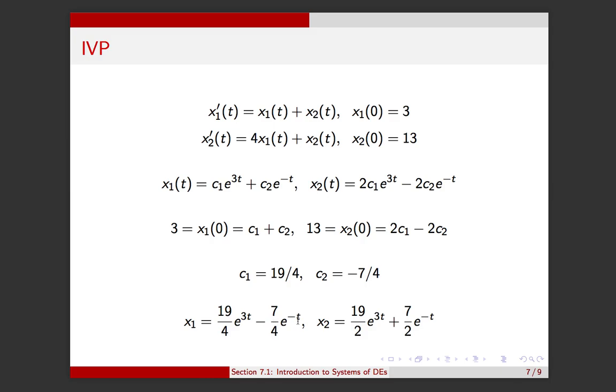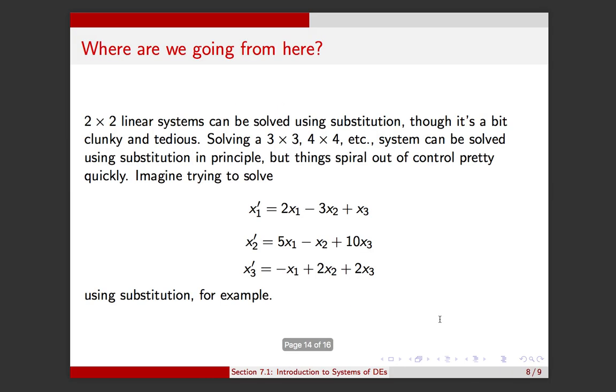So here's x1, and here's x2. Right, x2 has this coefficient of 2 there, and then that negative there. So this negative 7/4 becomes a positive 7/2. Okay, so anyway, if you can solve a system of DEs, having these initial values here doesn't conceptually change anything. You handle it the same way that you handled it back in chapter 3.